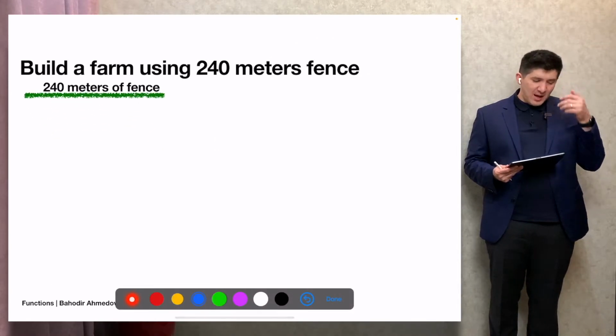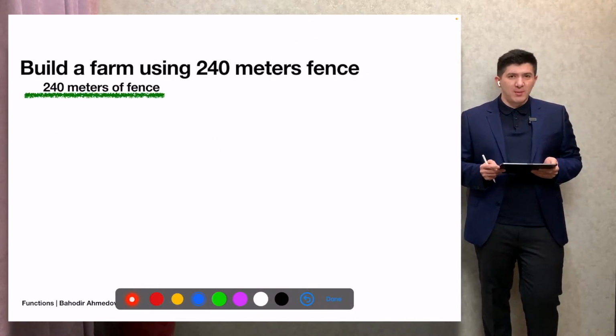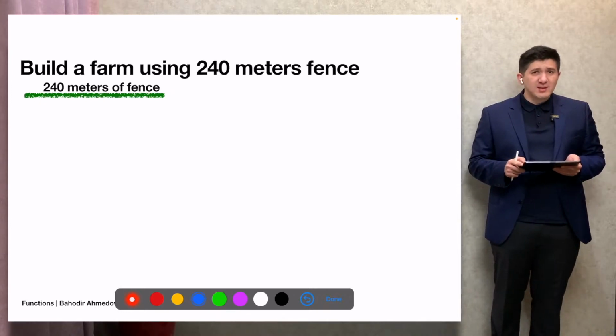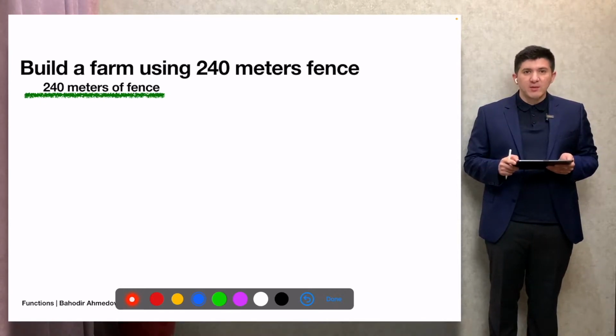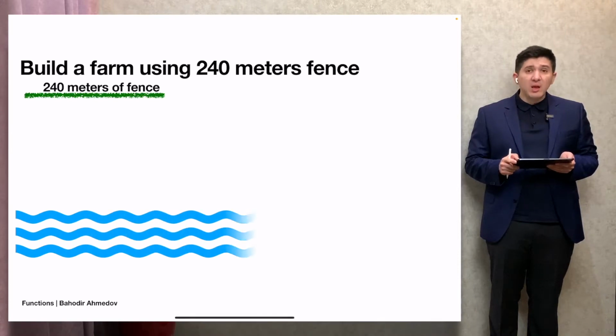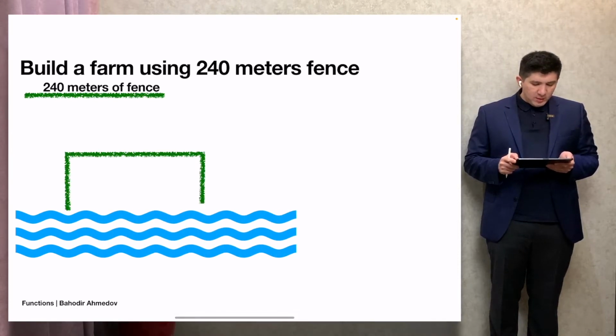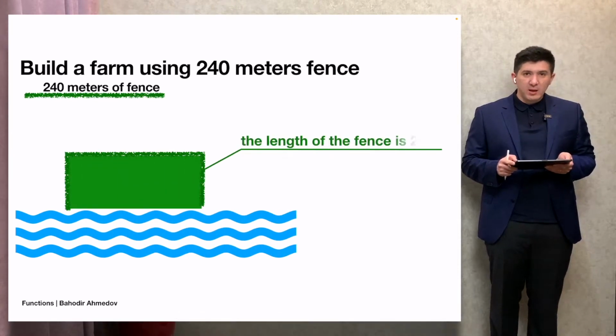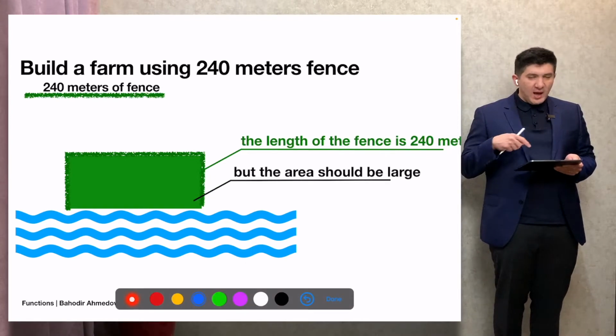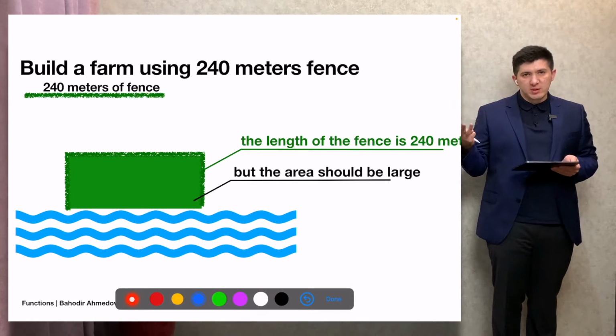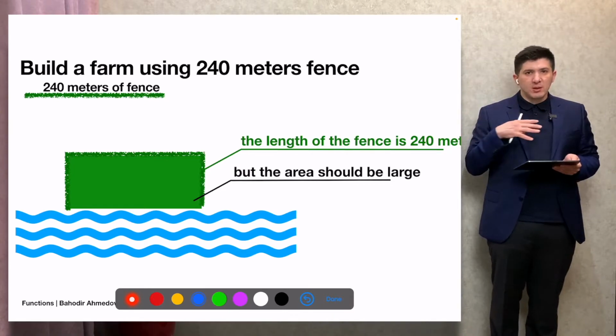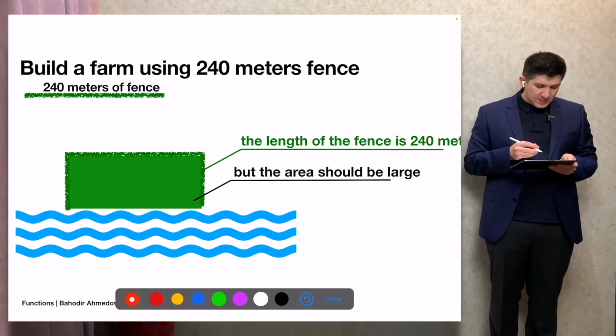In order to do this, I'm just going to give you a small problem. Let's say a farmer has 240 meters of fence and he would like to build a farm near the river. He would like to make the farm in a rectangular shape where he has to put the fence only on three sides, not four, because the last side is going to be simply open.